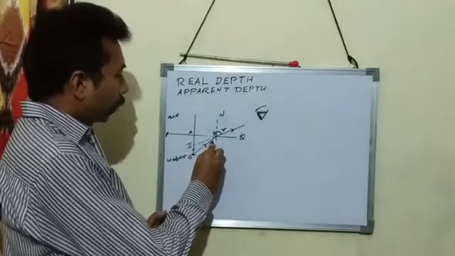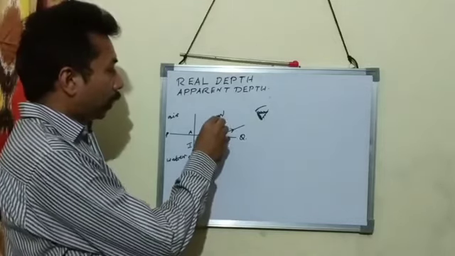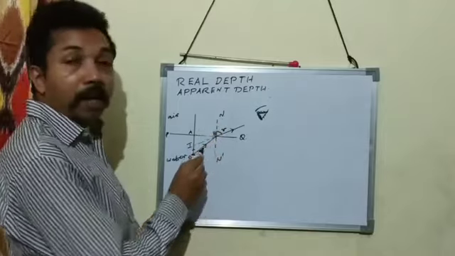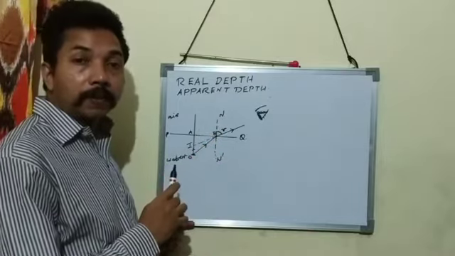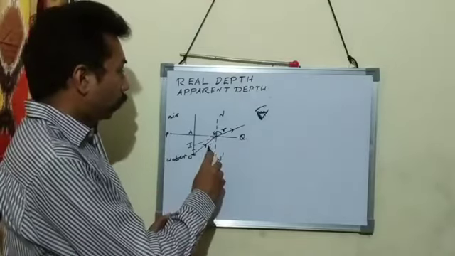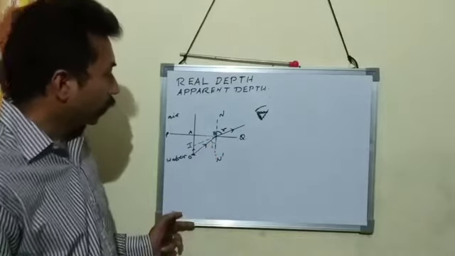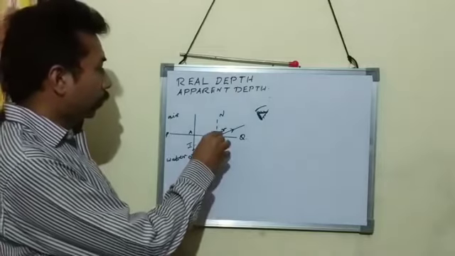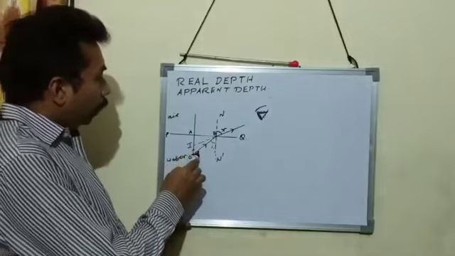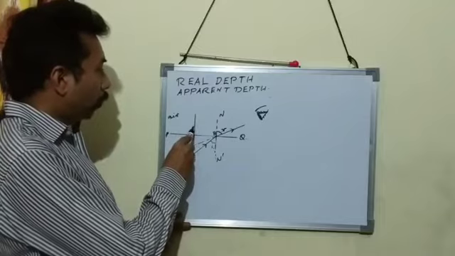OB is the incident ray, and N dash is the normal. The angle between the incident ray and the normal is called angle of incidence. So angle OBN dash is the angle of incidence, and this is the angle of refraction. And another ray OA is striking normally, so it will go undeviated.